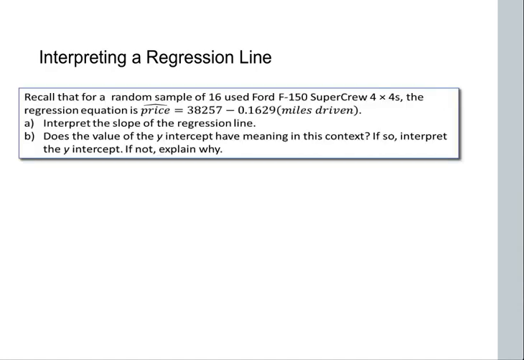Recall that for a random sample of 16 used Ford F-150 Super Crew 4x4s, the regression equation is price hat equals 38,257 minus 0.1629 times miles driven. Interpret the slope of the regression line. Does the value of the y-intercept have meaning in this context? If so, interpret the y-intercept. If not, explain why.